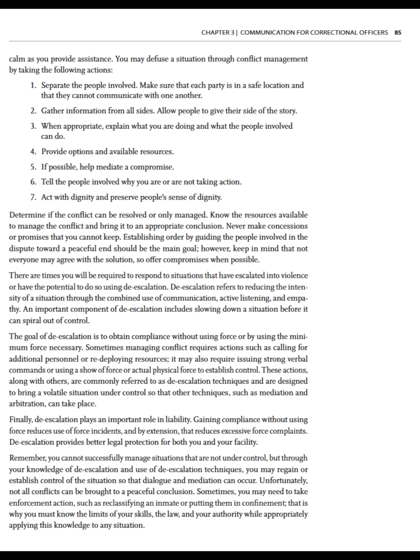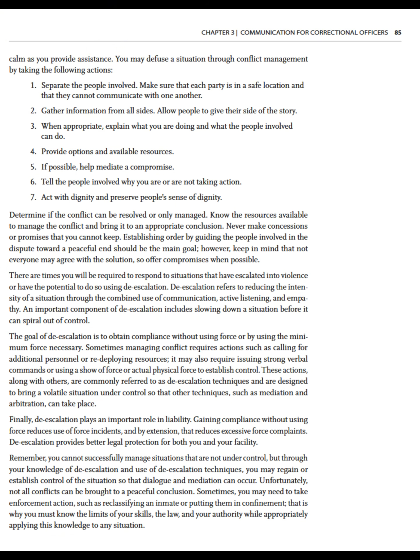Determine if the conflict can be resolved or only managed. Know the resources available to manage the conflict and bring it to an appropriate conclusion. Never make concessions or promises that you cannot keep. Establishing order by guiding the people involved in the dispute toward a peaceful end should be the main goal. However, keep in mind that not everyone may agree with the solution, so offer compromises when possible.